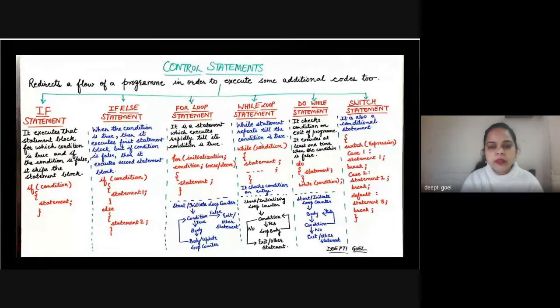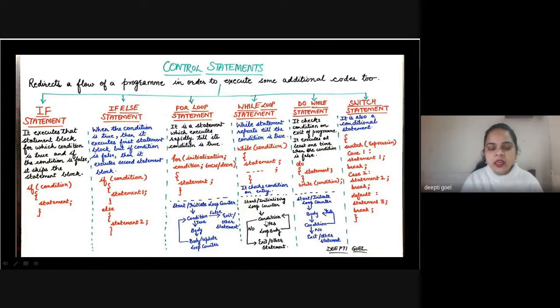The statement will keep repeating, and the syntax of the while loop is written in red color. That is, while (condition). The condition is always written in simple brackets. Then we start with the curly brackets and write the statements, whatever we want to print or execute. This is the syntax of the while loop. The while condition is always checked at the entry level.